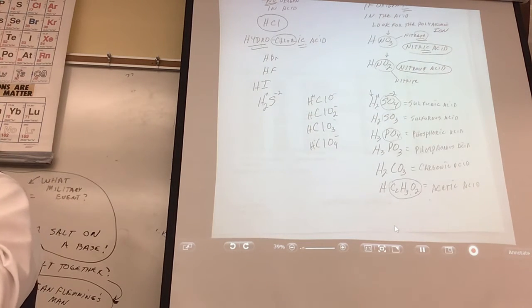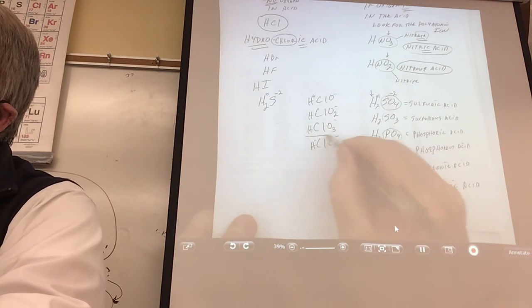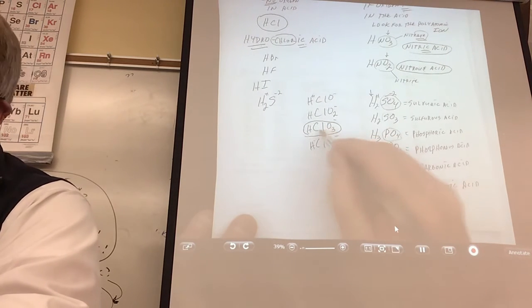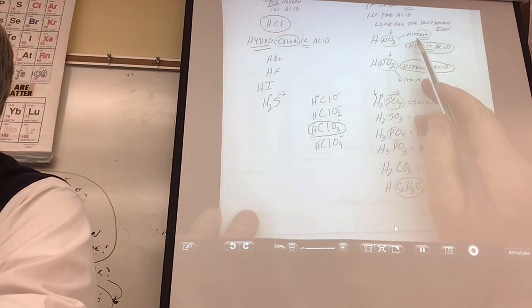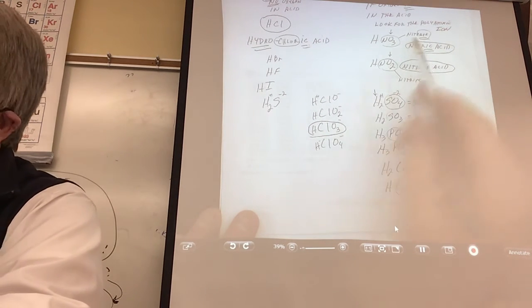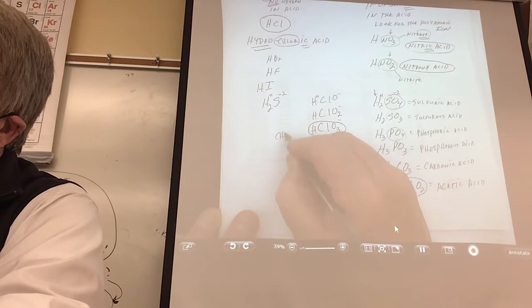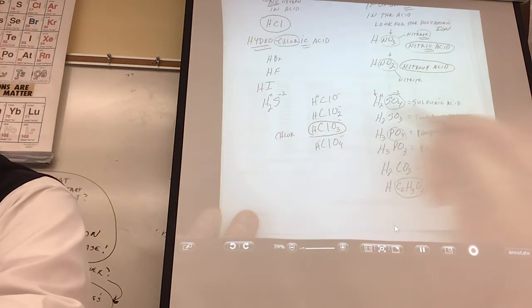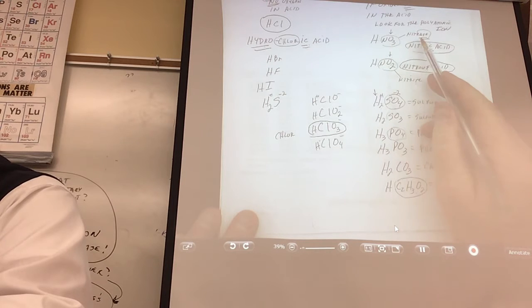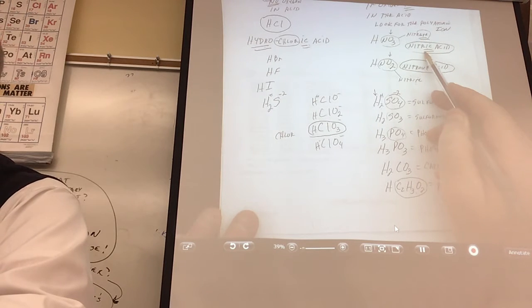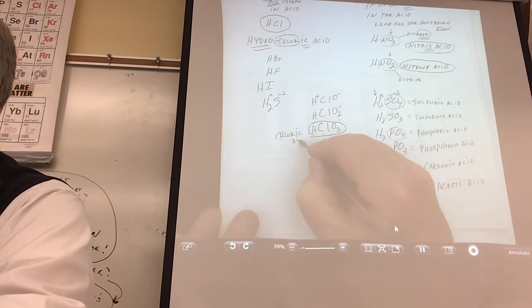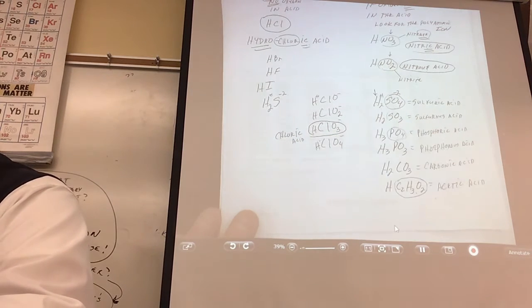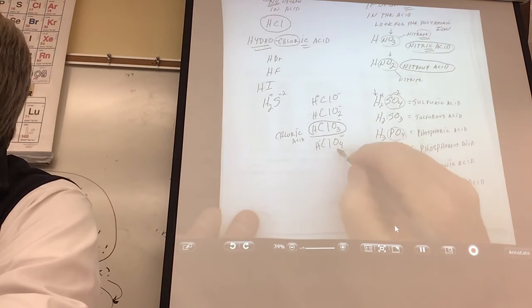Ready? Let's do the easy one. Oh, you're the famous chlorate. So what's the acid going to be called? Remember the model. If the polyatomic ion ends in -ate, what does it become? You can do this. It's not that hard. It becomes -ic. So what is it? Chloric. That's it.